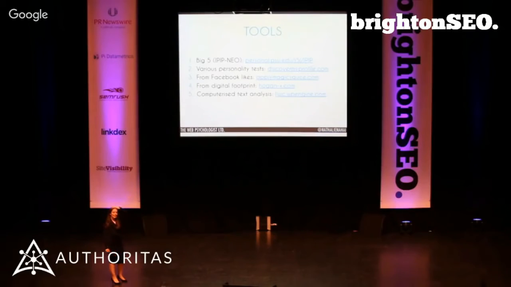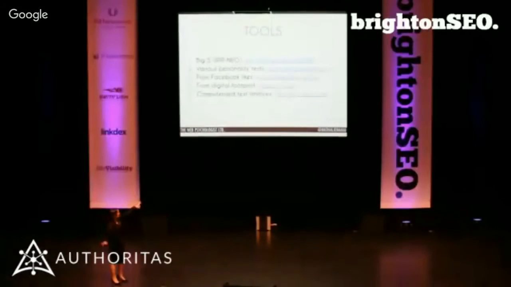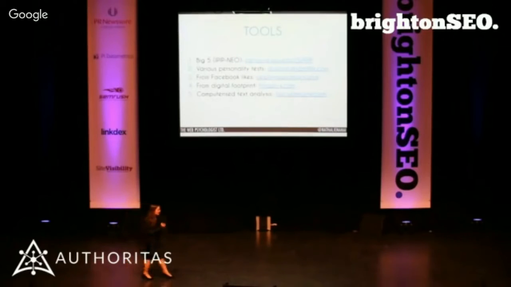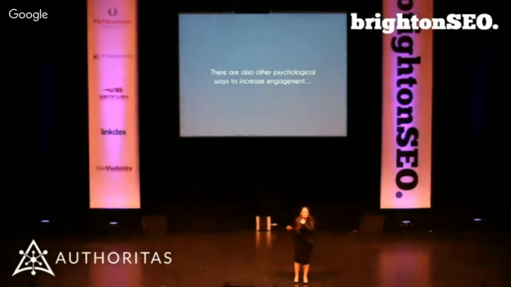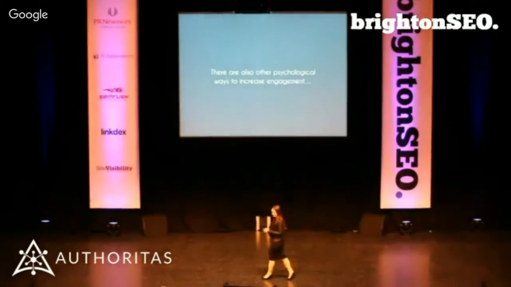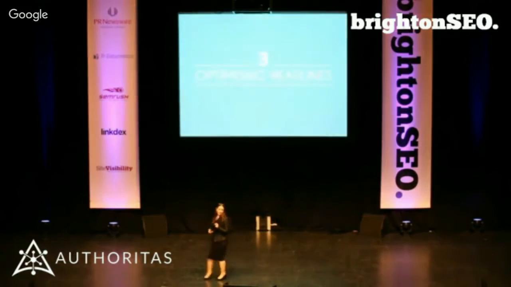The third is mining your personality and psychographic profile from your Facebook likes. It's pretty freaky stuff. You can check that out at your peril. The fourth one is about your digital footprint in general. And the fifth is if you're interested in analyzing texts that people have sent you, like, for instance, emails, or I don't know if you can do that with Tinder profiles. I think it has to be a bit longer than that. You can figure out the personality traits of someone using linguistic analysis. Quite useful. Okay, so there are also other psychological ways to increase engagement, including optimizing your headlines.